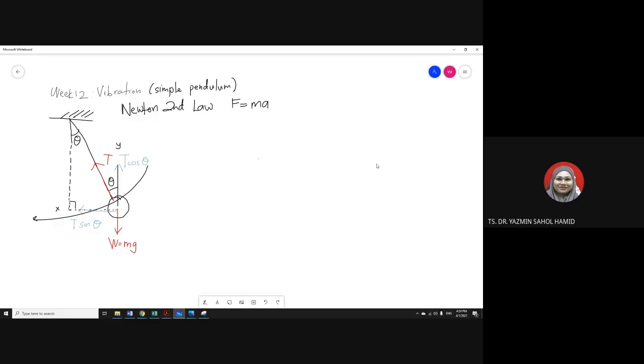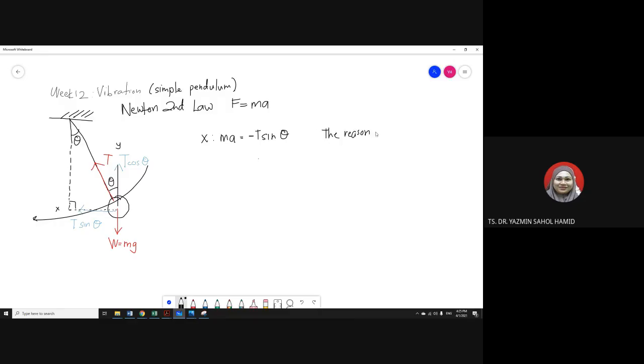Okey, sekarang ni kita nak guna Newton's second law. Tapi untuk equation pendulum ni kita letak ma on the left hand side. So first kita akan resolve it into two components, satu in X, satu in Y. So in the X component kita akan ada ma equals to T sin theta in the X direction. Tapi untuk ini kita kena letak negatif.